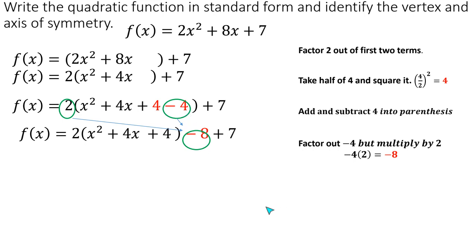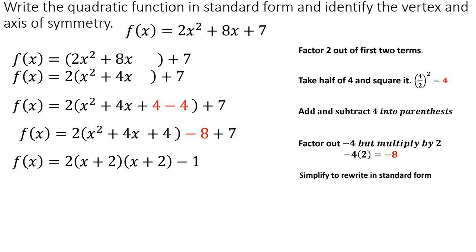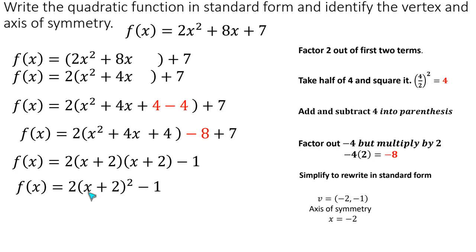Okay, so now inside of the parentheses is something that we can factor. And so this factors as x plus 2 times x plus 2. And notice that they're the same. And then -8 plus 7 is -1. Since they're the same, we can write it as x plus 2 squared. And then this is going to be your quadratic function in standard form.